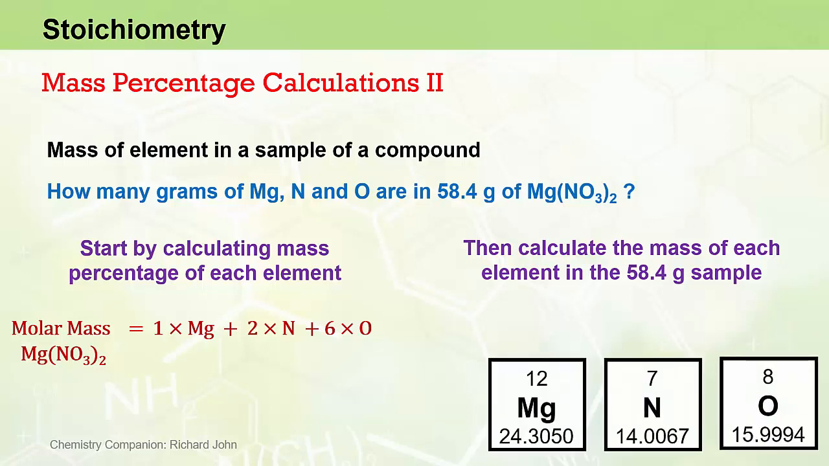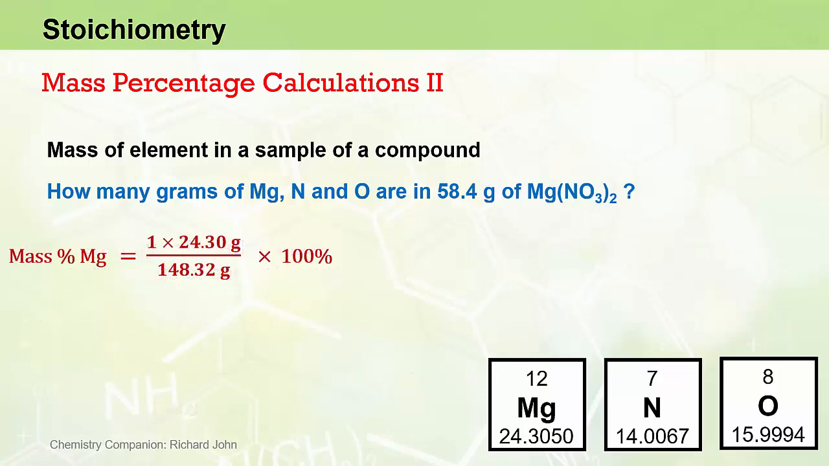We get the molar mass for each of these elements from the periodic table, and so the molar mass of the entire compound will be 1 times the molar mass for magnesium, 24.30 grams per mole, plus 2 times the molar mass for nitrogen, 14.01 grams per mole, plus 6 times the molar mass for oxygen, which is 16.00 grams per mole when expressed as 4 significant figures. When we plug all these numbers into our calculator, we get the molar mass equal to 148.32 grams per mole for the compound magnesium nitrate. So we can now start calculating the mass percentage for each element.